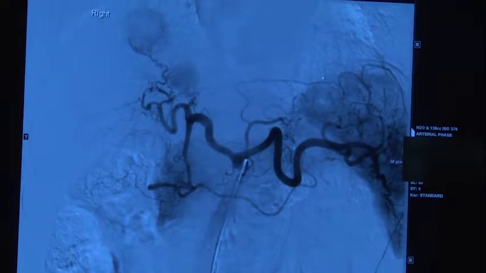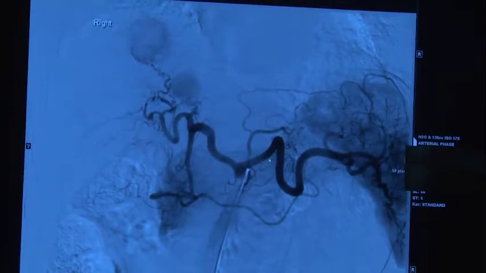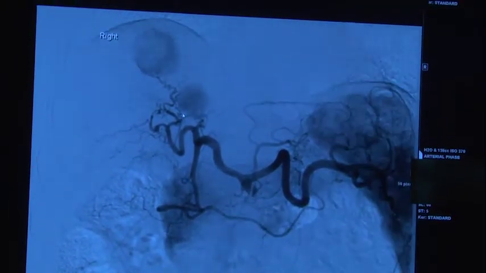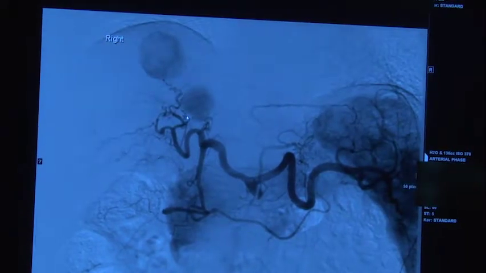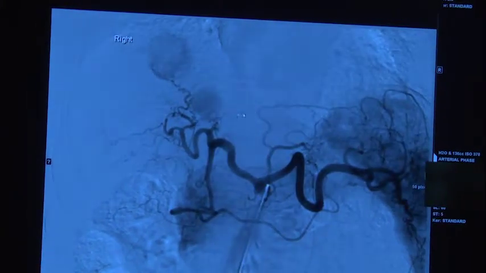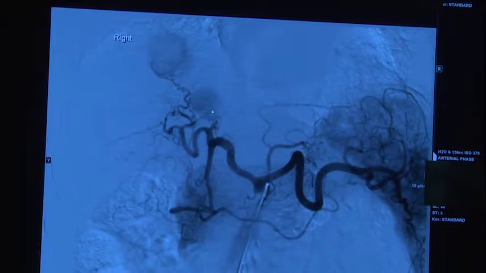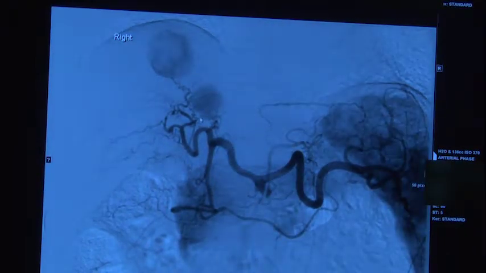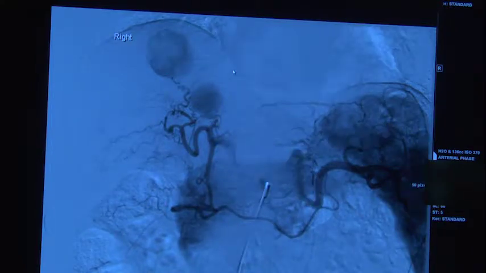This structure over here is the spleen. Over here to the right, to the left of the screen, but the right of the patient, is the liver. It would be in this region, and we're now seeing these two balls, and they correspond to the two areas of abnormality I showed on the previous CT scan.